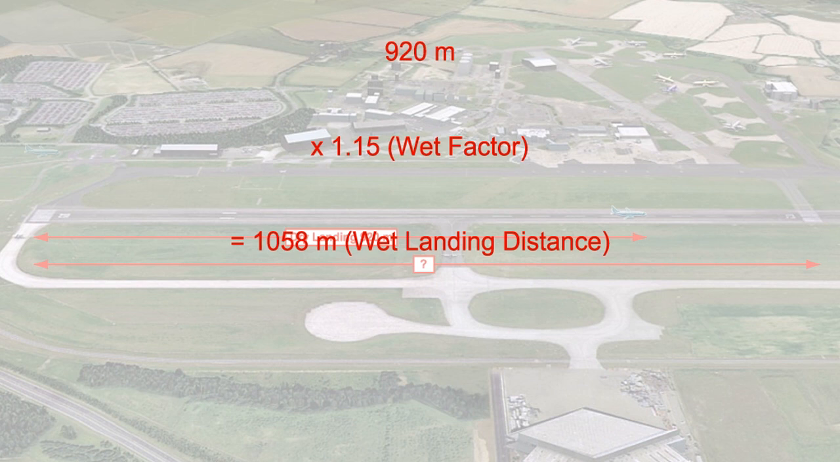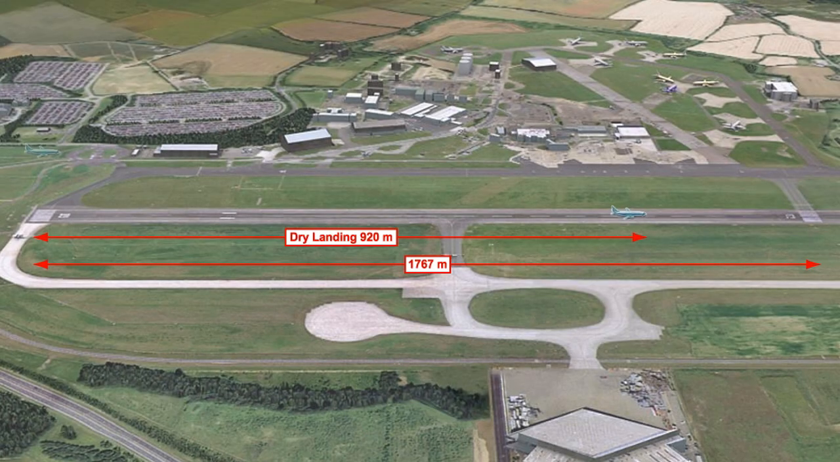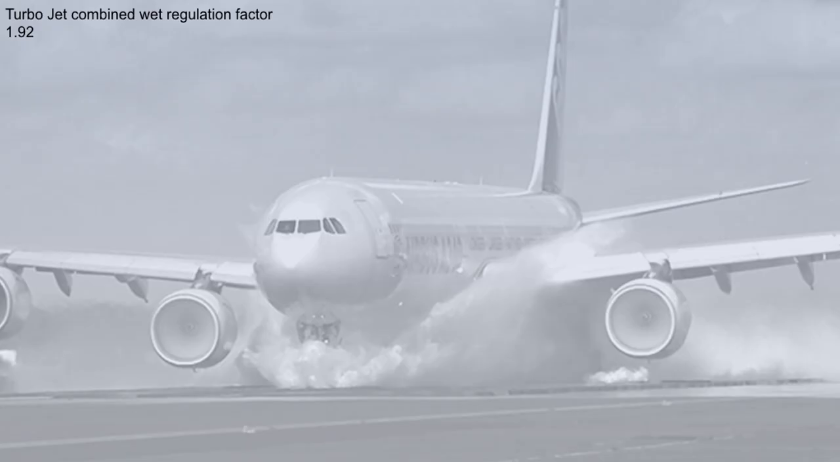JAR Ops stated that the landing distance must be within 60% of the landing distance available. Therefore, to find what minimum length of runway is needed, multiply 1,058 by the factor 1.67. This gives an answer of 1,767 meters. Therefore, if the runway is wet and the dry landing distance is 920 meters, then the minimum length of landing distance available at the airfield must be 1,767 meters. In fact, we can simply summarize to say that for jet aeroplanes, the combined wet factor and regulation factor is 1.92, and for the turboprop, this factor is 1.64.